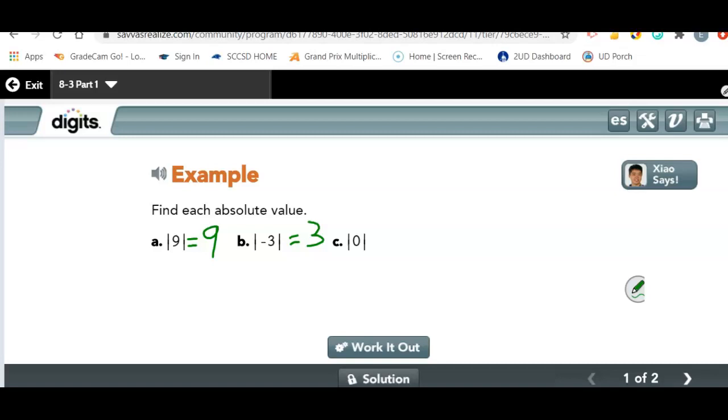All right, C. The absolute value of 0. Annabelle? Good. Equals 0. The distance from 0 is 0. Right? And it's no units away.